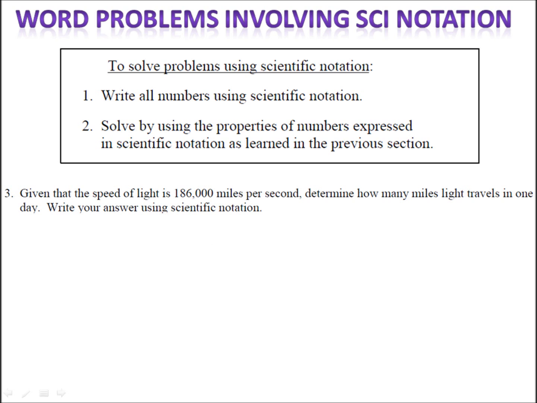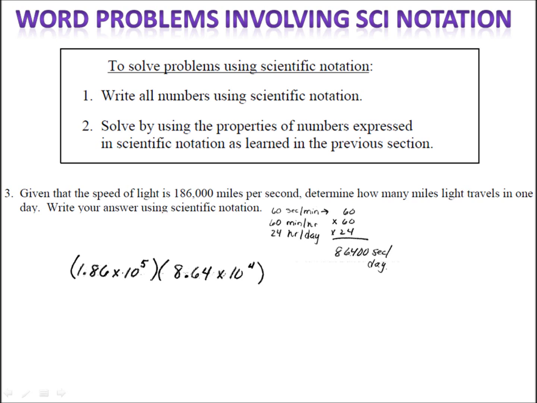In example 3, we know that the speed of light is 186,000 miles per second. That's pretty fast. We want to know how many miles light travels in one day. Well, we need to do two things. The first thing we need to do is determine how many seconds there are in a day. The second thing we need to do is find out what the speed of light is in scientific notation. We begin by determining that there are 86,400 seconds in a day. We also know that there are 186,000 miles per second.